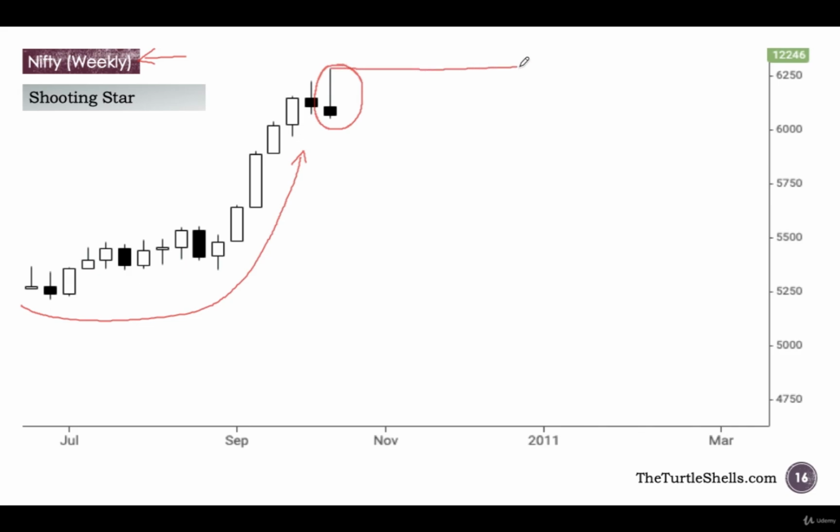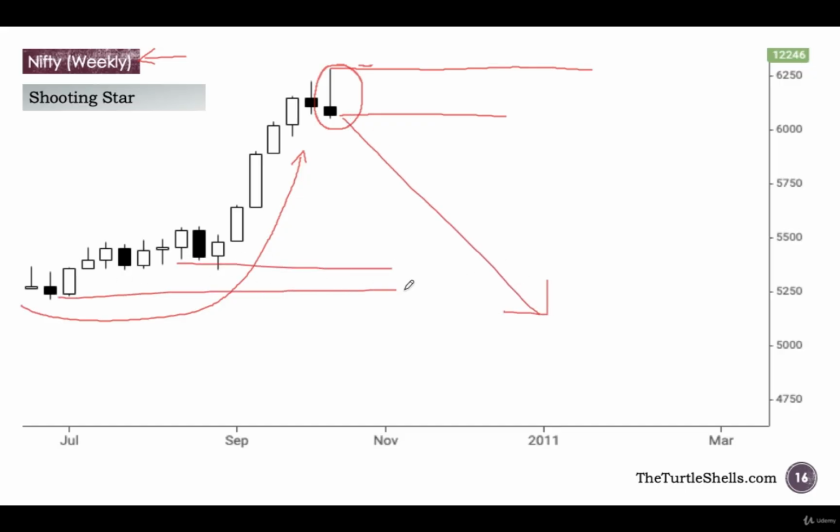And I draw a line here that is a resistance. So I would keep my stop loss just above this. I would take the short position here. And I would aim for the price to go down, preferably these lows, or these lows we will try to target. It's a nice reward to risk trade. This is the risk.